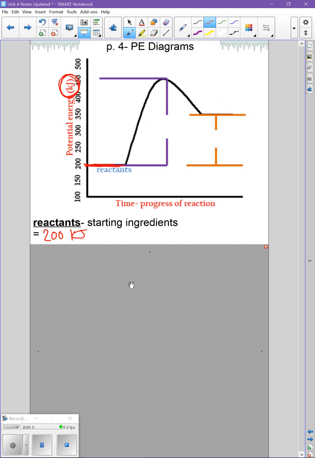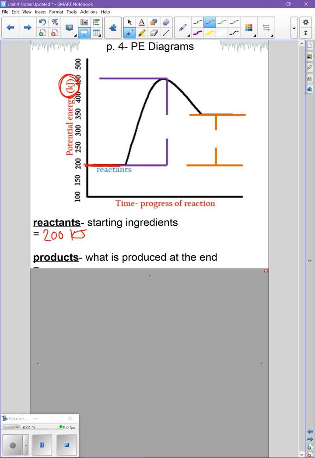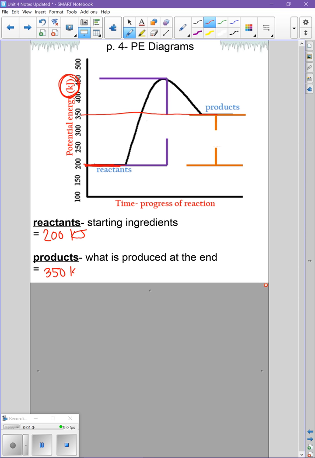It'll tell you. Okay. At the end of the reaction is the products. So those are the things produced at the end. So in my reaction, I would find the products over here. If I wanted to read that amount of energy, I'd go to the products and read directly across. The products in this reaction have about 350 kilojoules of energy. Okay, so we're taking the same pieces of the graph you knew before, and now we're trying to figure out the actual numerical values for them.